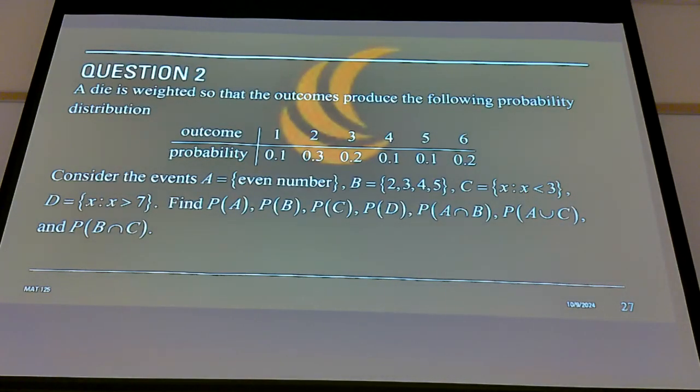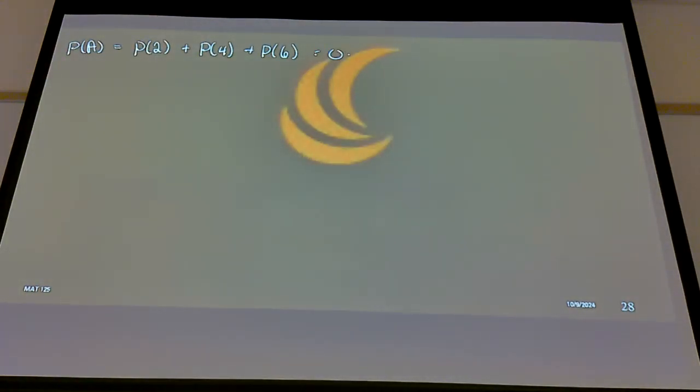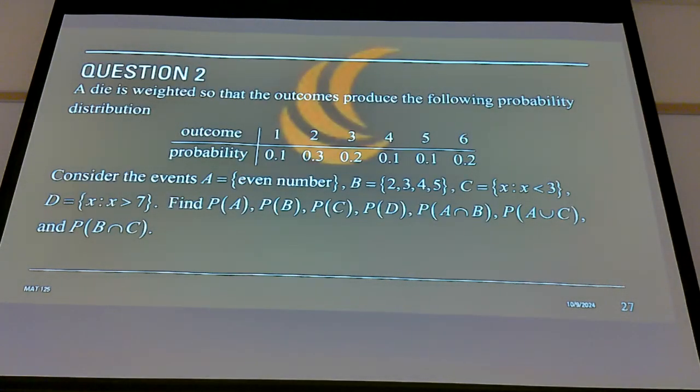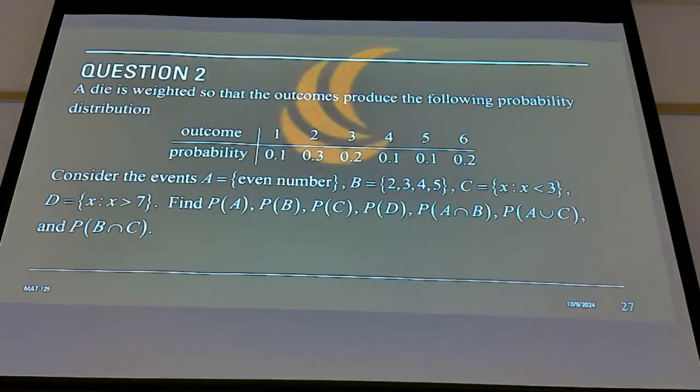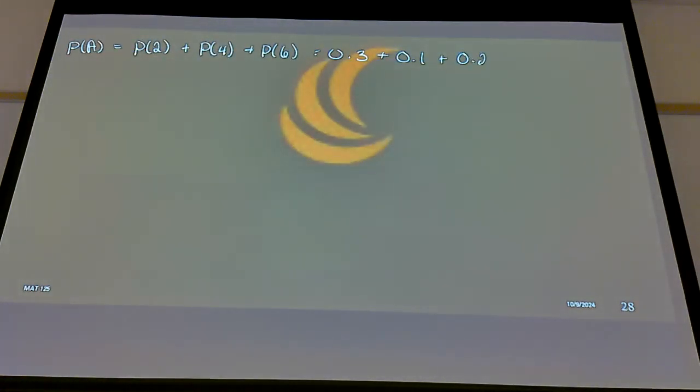What is the probability of rolling a 2? Probability of rolling a 4. 0.1. And then the probability of rolling a 6 was 0.2. So the probability is 0.6.